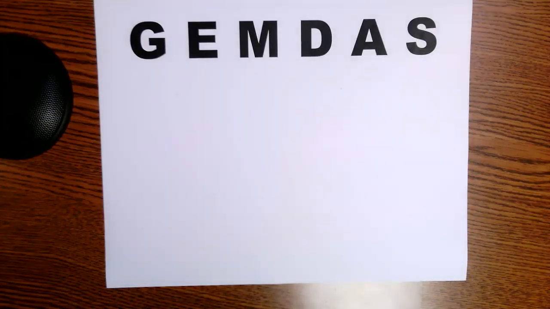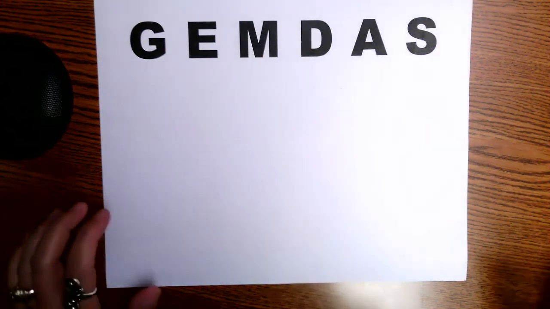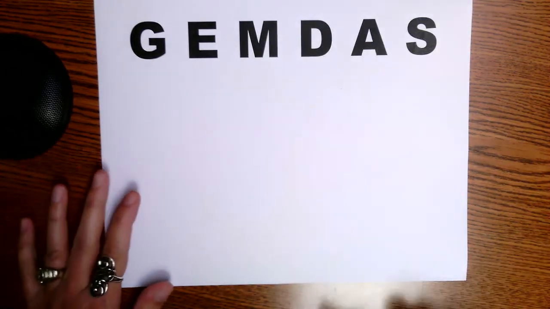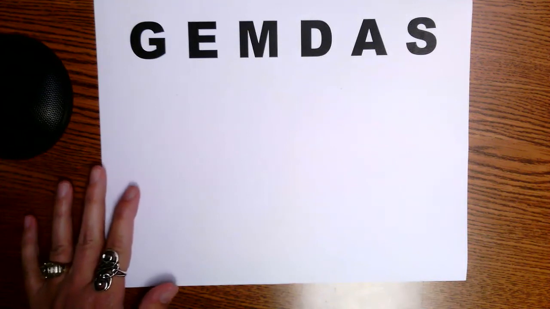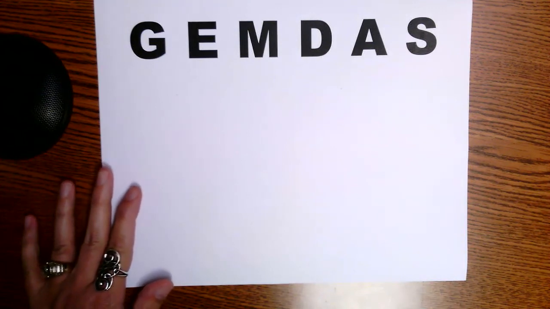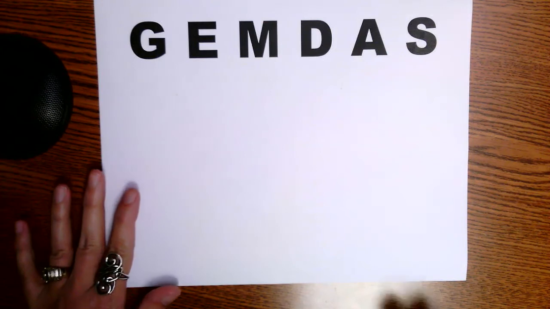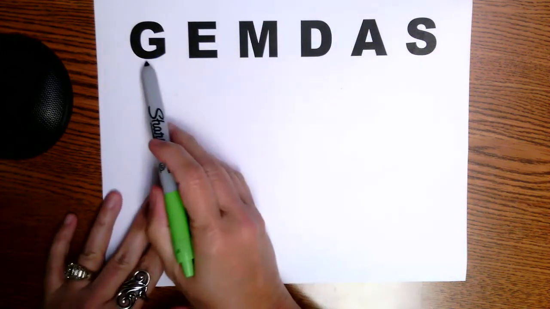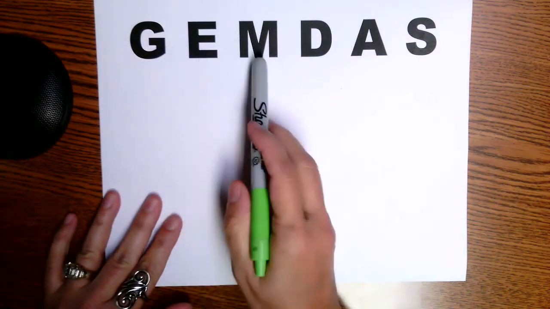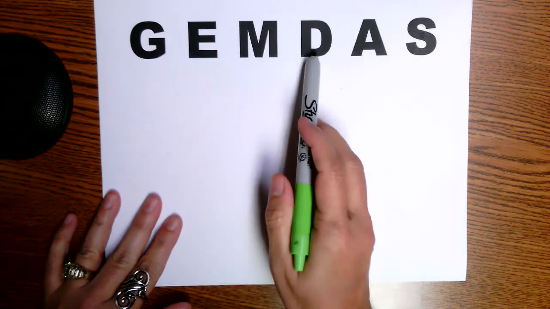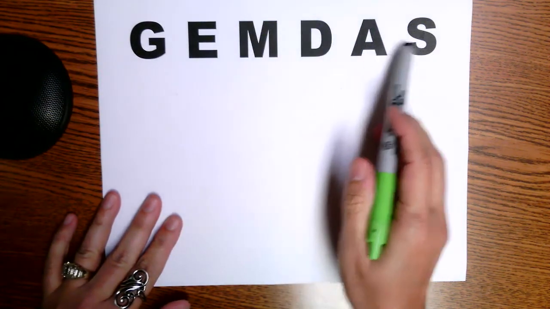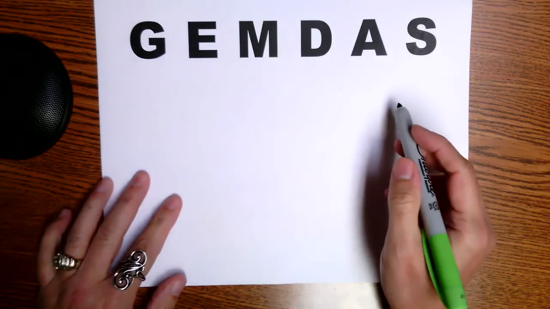Today I'm going to demonstrate how to use the acronym GEMDAS as a supplemental aid in the classroom. Students were first introduced to GEMDAS in 5th grade, where they learned that the G stands for grouping symbols, E for exponents, M for multiplication, D for division, A for addition, and S for subtraction.